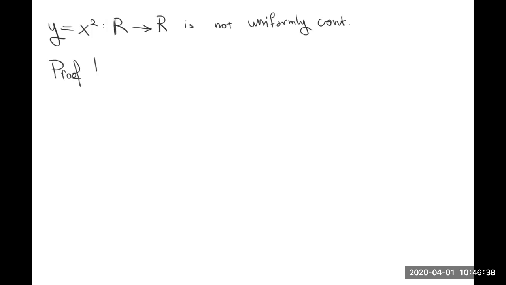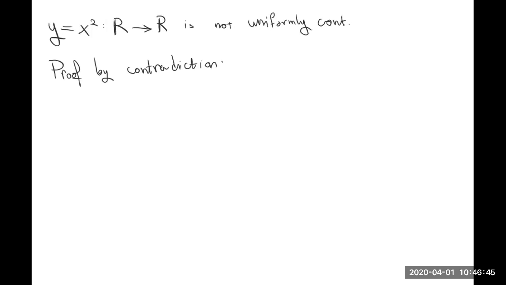So we want to see that the function y equals x squared, a function from R to R, is not uniformly continuous. Maybe it's better for me to write it. We don't have much time. So the proof is by contradiction.